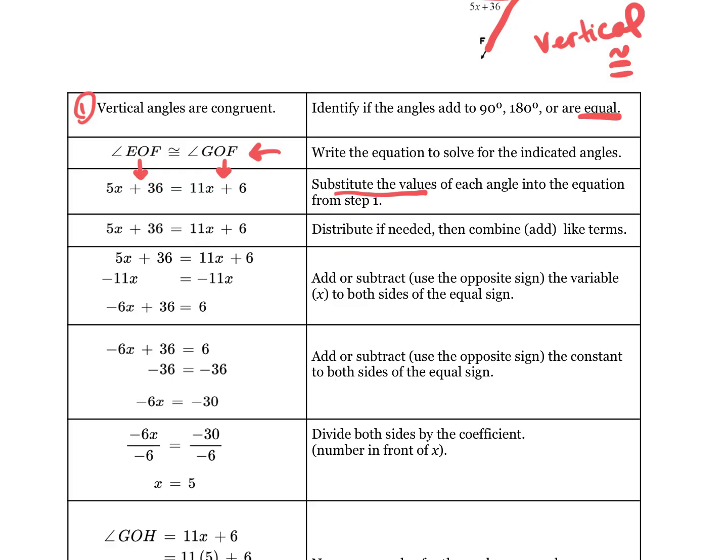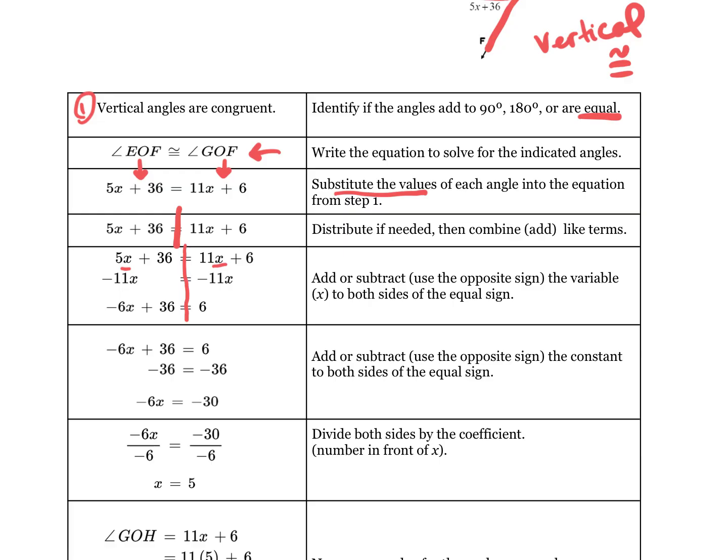Well, you'll notice that on each side of the equal sign, there's no parentheses to distribute, and there aren't any like terms to add together. So, nothing to do for this particular step. Our next step, and this is a little different from our supplementary and complementary angles, you'll notice that we have variables on both sides of the equal sign.